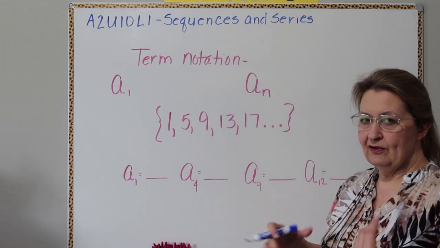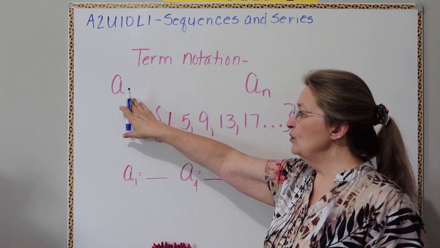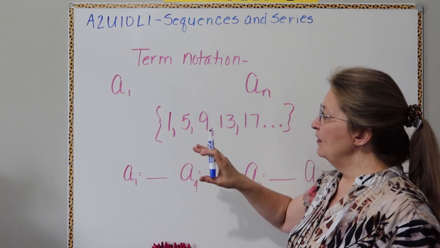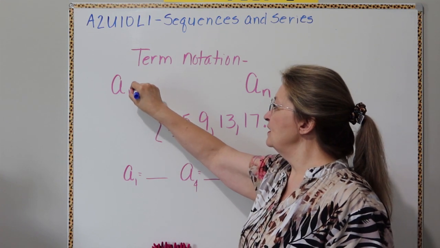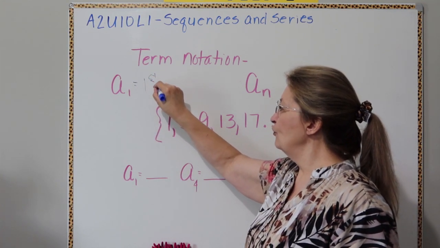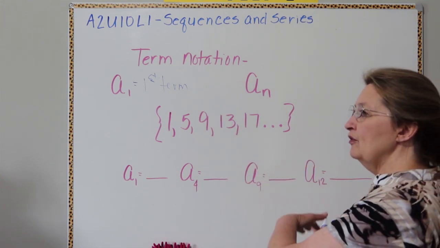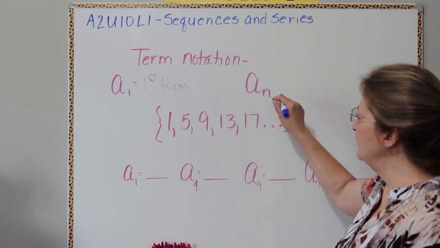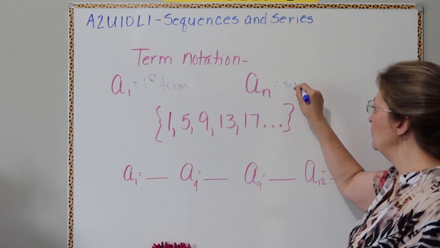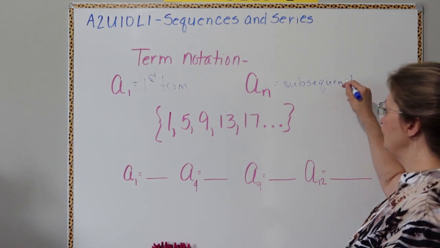Now let's talk about term notation. This is the shorthand or the language of sequences and series. Capital A with a subscript of 1. The subscripts give you a location. So A to the 1 is always your first term. All the other terms in the series are notated as A to the N. So this is your subsequent terms or your following terms.